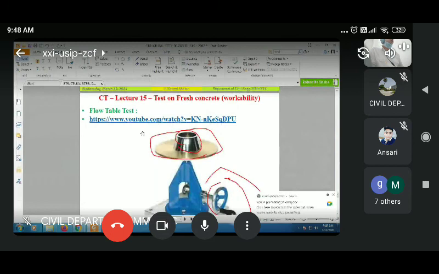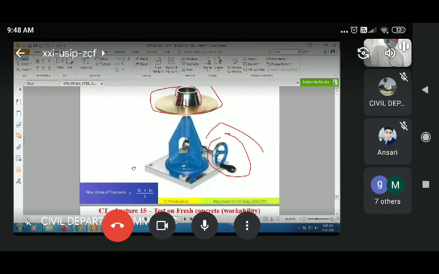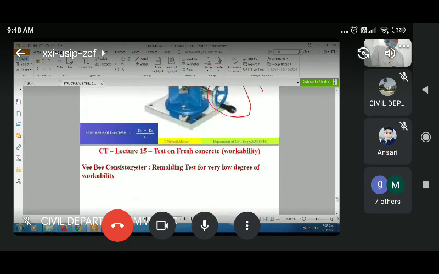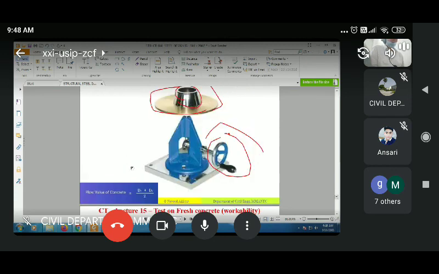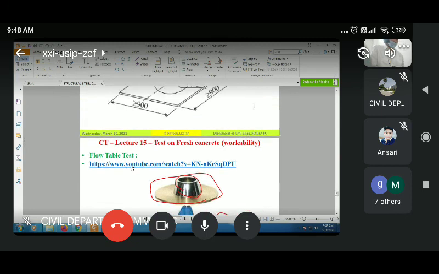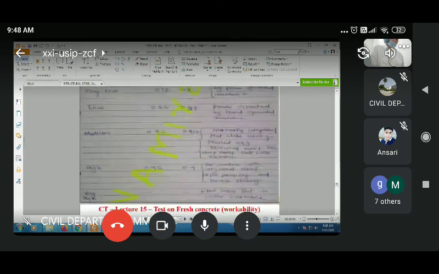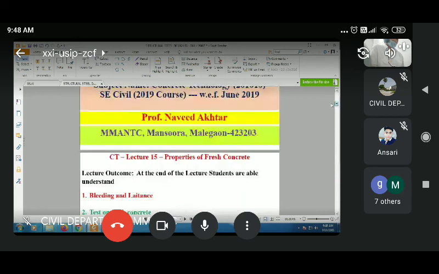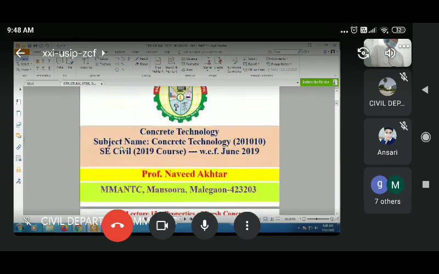So this one is the flow table test of your concrete. We will review whatever we have done today, and then in the next class, lecture number 16, we will see the VB consistometer test, that is also called the remolding test. Whatever is covered, I will repeat once again, and we will finish this lecture.